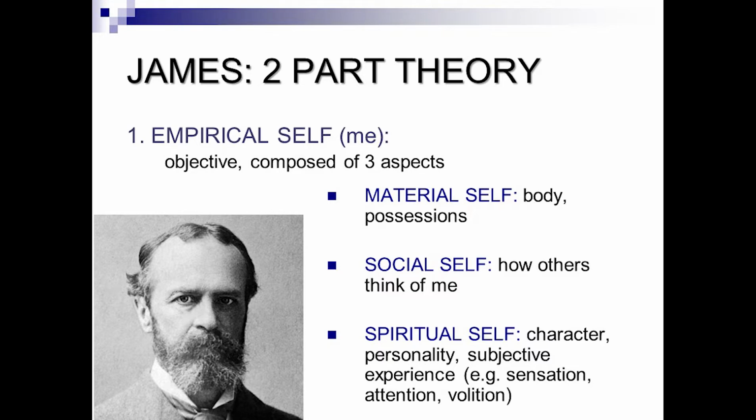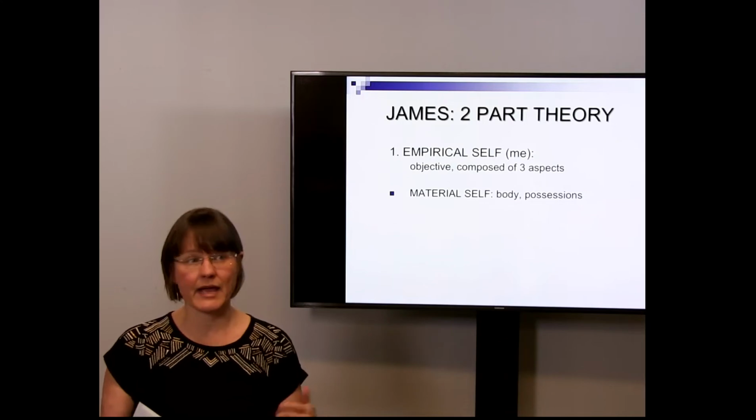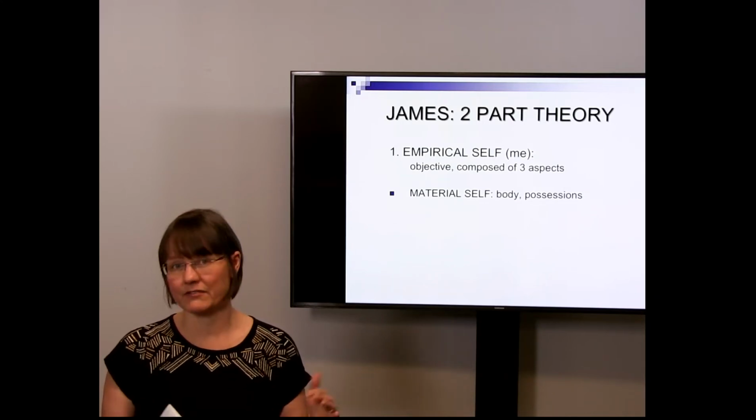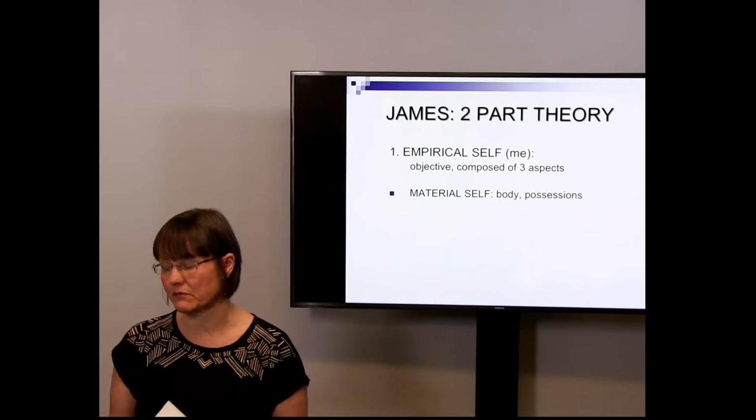The first part of the self for James is the empirical self, what he refers to as the me. And the empirical self has three components. The first component is the material self, and that's my body, my possessions. So what makes me the person that I am, as I said in the last video, is partly the fact that I have this body, that I am a particular 5 feet tall, I have a nice house, I have a dog. Those are parts of me. They're aspects of who I am, the material aspects of who I am.